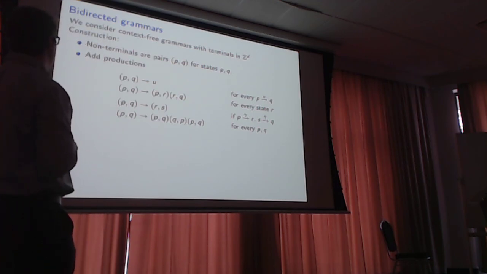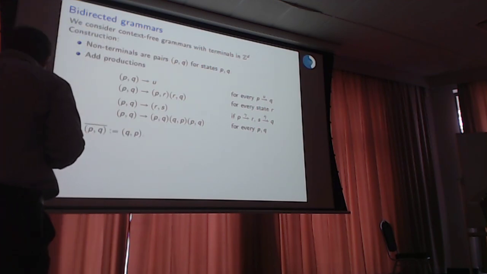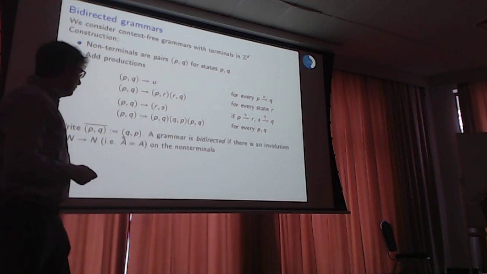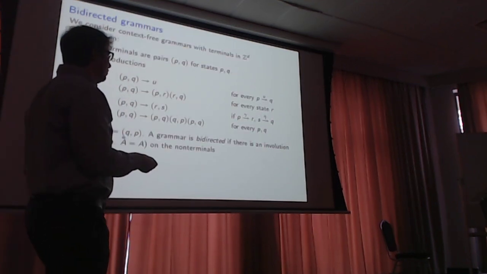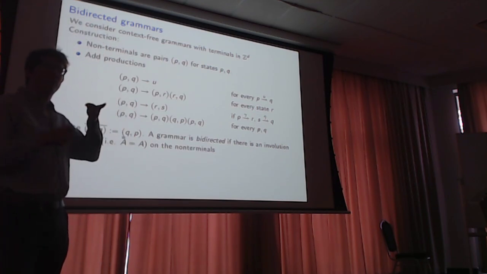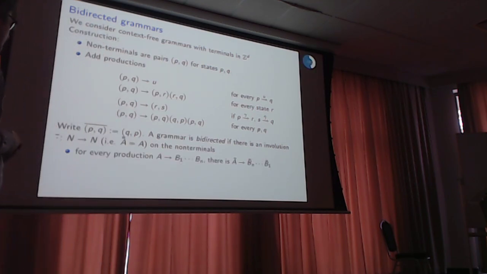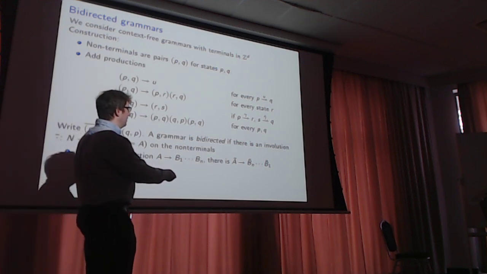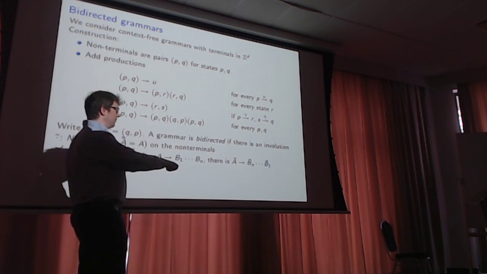So let's observe what symmetries we have here. So now we have this flip operation, which we denote by a bar. We say a grammar is bidirected if there is an involution. So this is an involution, meaning if you apply it twice, you're back where you were. And you know that for every production, you have this inverse production, which is just the flipped version.